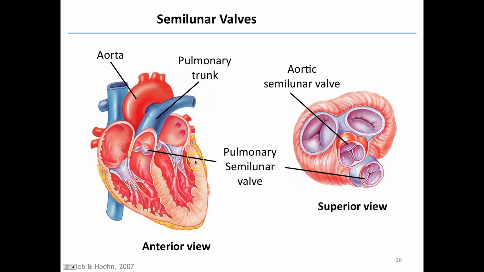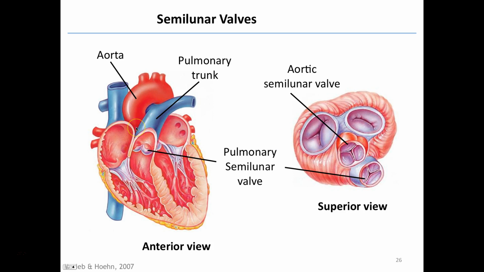The pulmonary semilunar valve is located between the right ventricle and the pulmonary trunk. So this is the large artery that leaves the right ventricle to go to the lungs to be oxygenated. So that takes all that deoxygenated blood. And that is the valve at that point there. It's the pulmonary semilunar valve. The aortic semilunar valve is located at the base of the aorta.